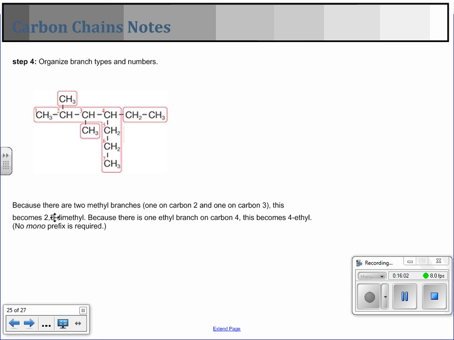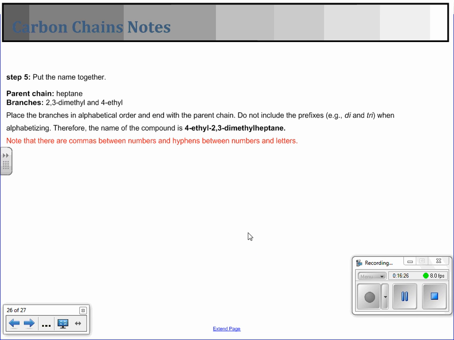Because there are 2 methyl branches, one on carbon 2 and one on carbon 3, this becomes 2,3-dimethyl. Because there is one ethyl branch on carbon number 4, this becomes 4-ethyl. No mono prefix is required. So this is dimethyl because it's saying that I've got 2 methyl branches, one at 2 and one at 3. Now we need to put the name together. The parent chain is heptane. Branches, we've got 2,3-dimethyl and 4-ethyl.